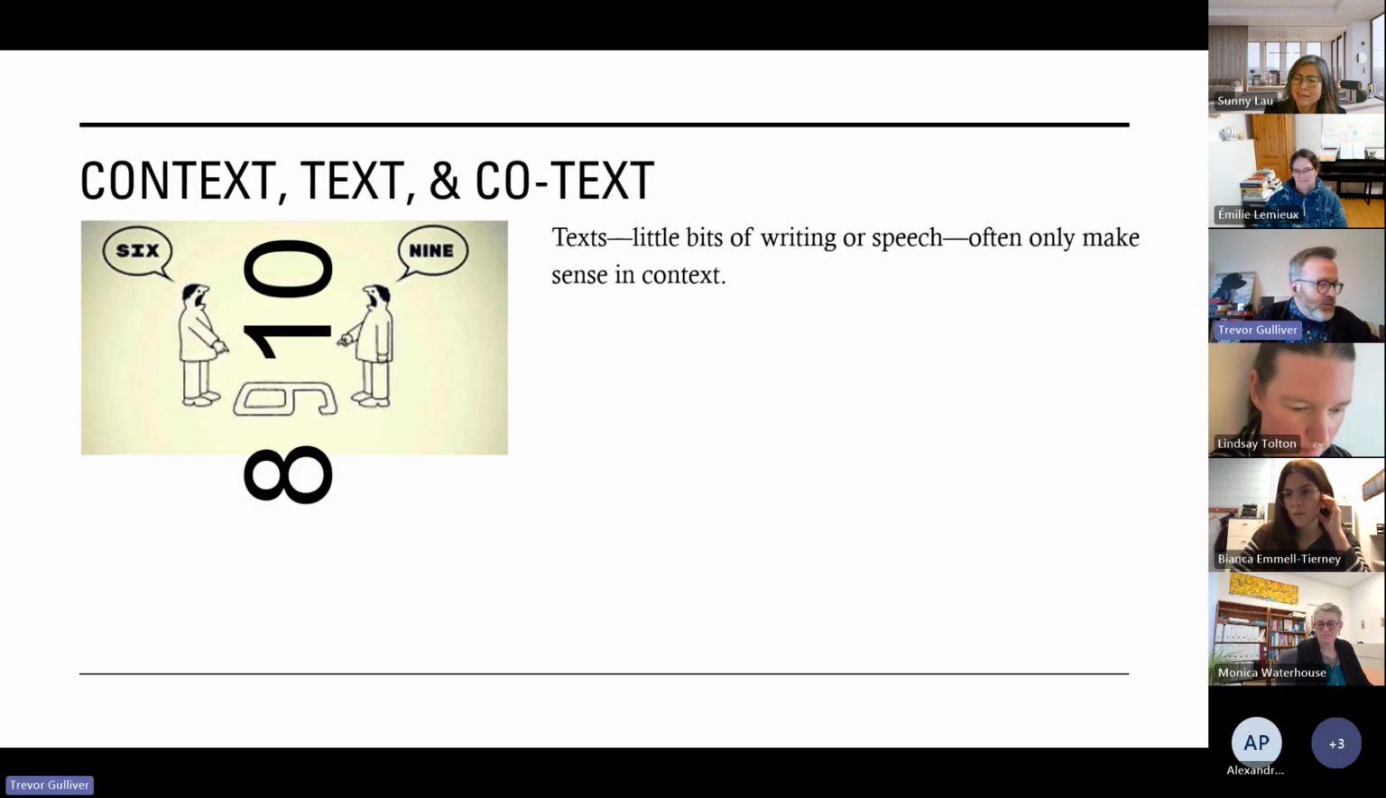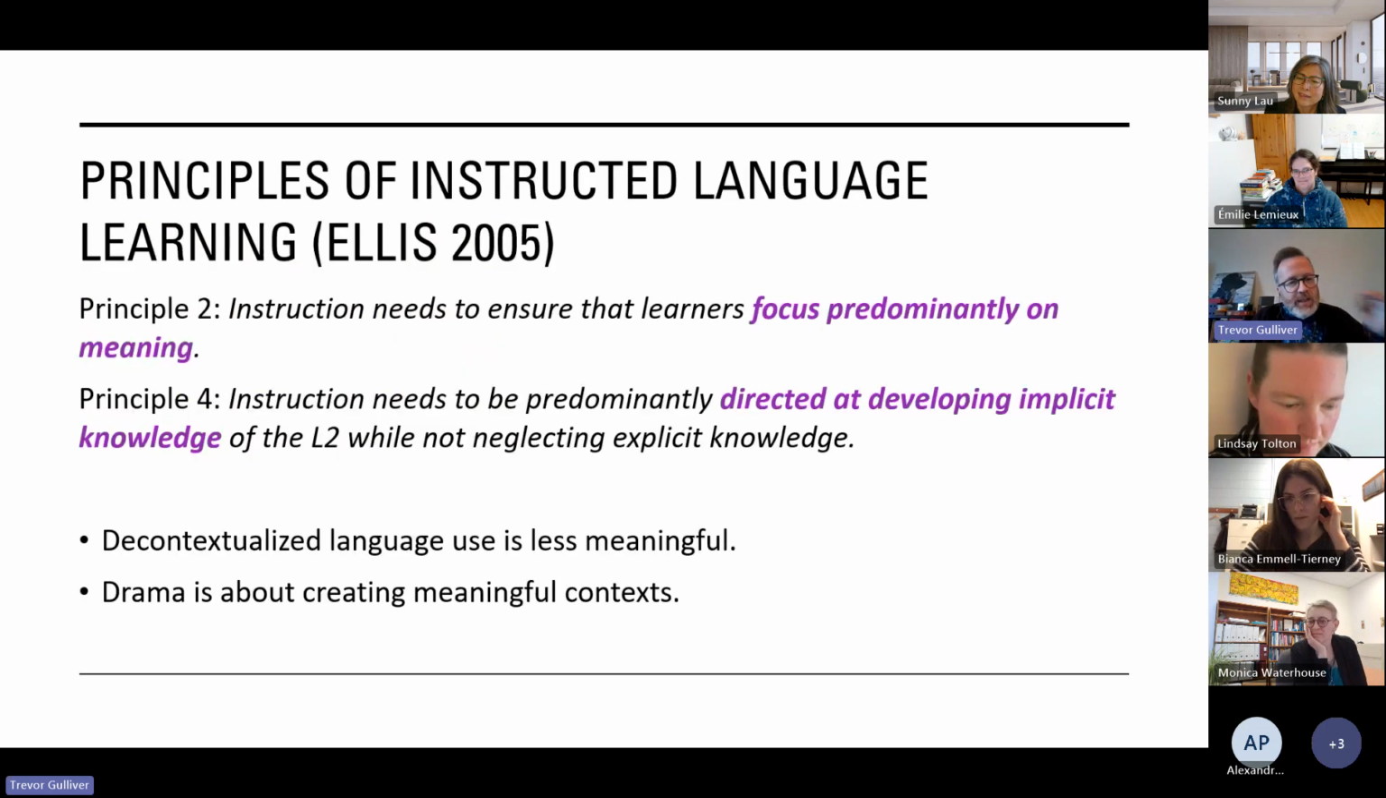I'm going to talk a little bit about principles of, well, Rod Ellis has 10 or 11 principles of instructed language learning, which I think are very well founded in an understanding of second language acquisition. They have a balance in terms of different perspectives on things like the role of form versus the role of meaning. And I'm just going to take a few of these principles and talk about drama techniques and the role of context in relation to these principles. I think drama techniques can be part of a very principled approach to second language teaching.